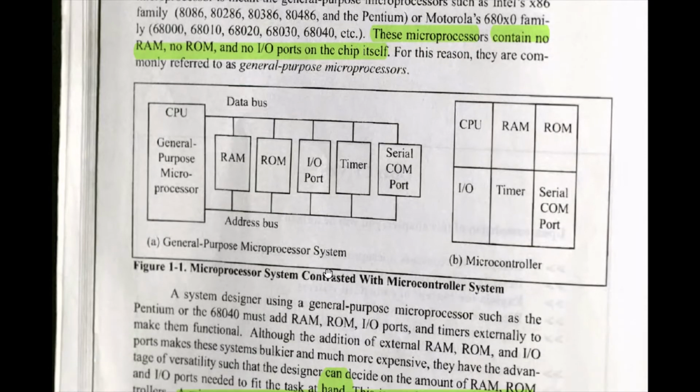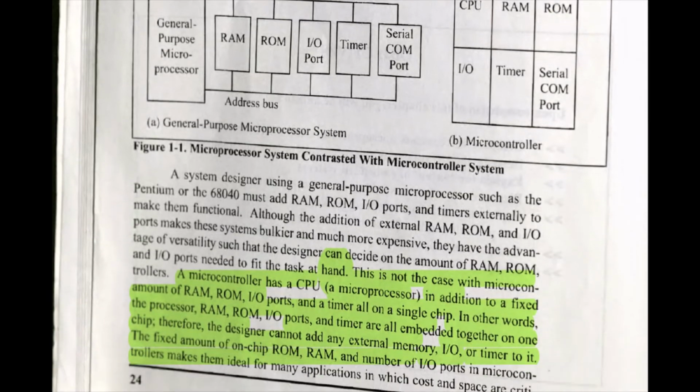And on the other hand, a microcontroller has a CPU in addition to a fixed amount of RAM, ROM, IO ports and a timer on a single chip. So this is compact, but this has an extended RAM and ROM.